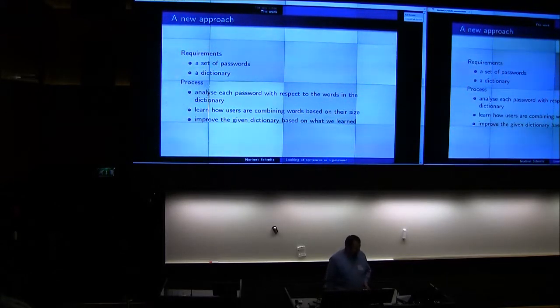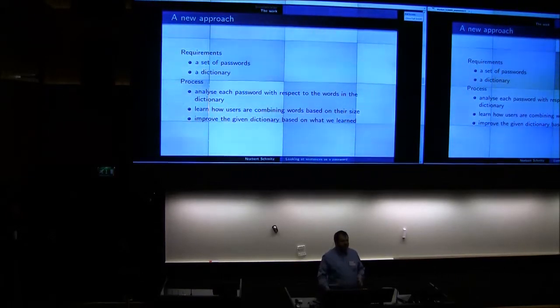Then I decided to do some analysis on each password with respect to the words in the dictionary. Meaning I tried to take passwords and cut them into words which are in the dictionary. Therefore, I tried to learn how users are combining their words, but only based on the size of the words. From what I learned there, I tried to improve a given dictionary and get some additional success rates there.